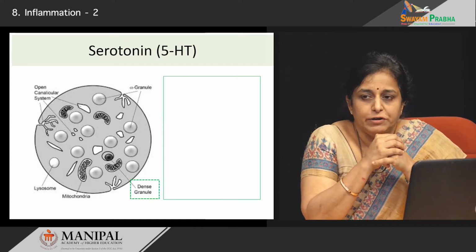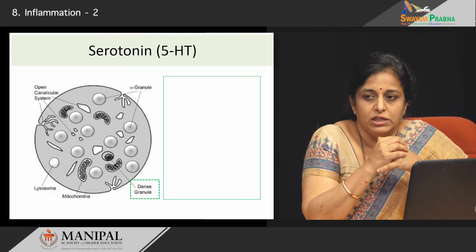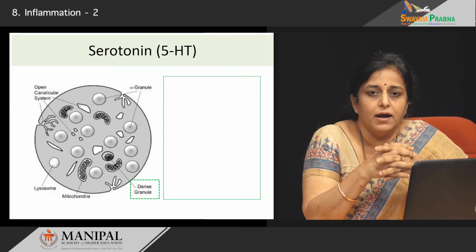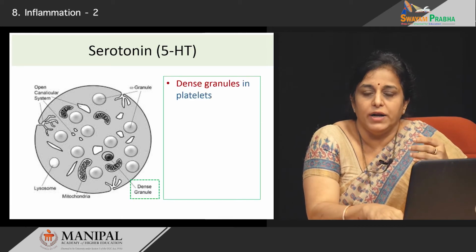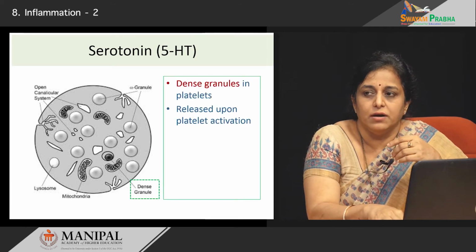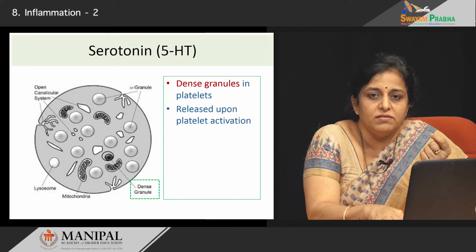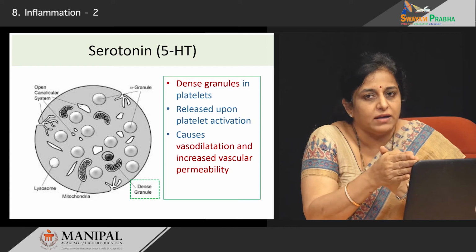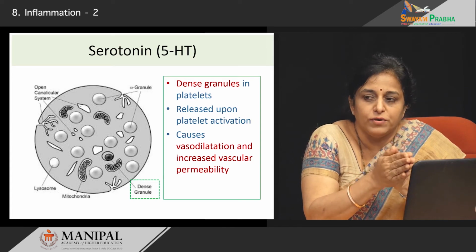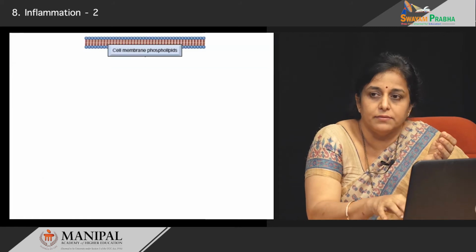Serotonin or 5-hydroxytryptamine is present within the platelets in a preformed state, and the platelet starts releasing the serotonin when they are activated in case of inflammation. They are present within the dense granules of the platelets, and the effects of serotonin are the same as that of histamine. They bring about vasodilatation and increased vascular permeability.